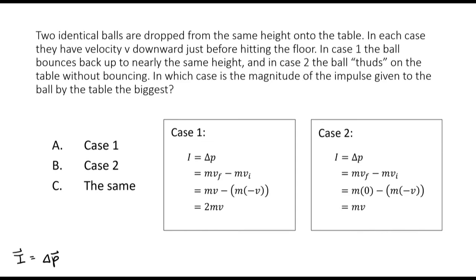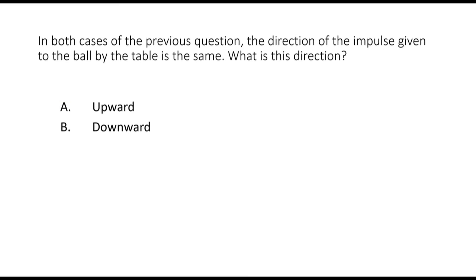And so that tells me that case 2 delivers a lower impulse than case 1. And so I would pick A here. Case 1 gives the greatest impulse to the table. And so now we want to think about the direction of the impulse. Is it going to be upwards or downwards? And this is specifically the impulse given to the ball by the table.